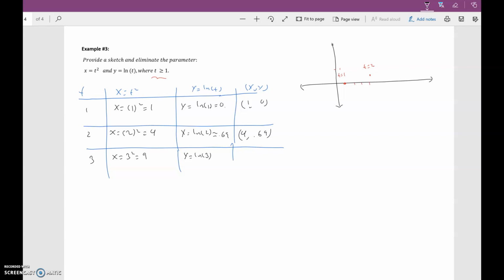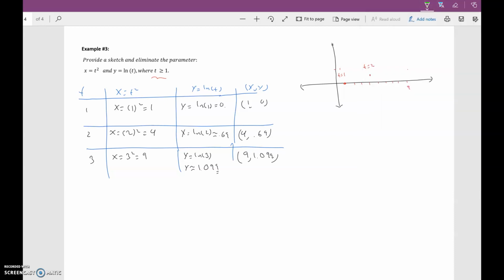So about 1.098. So y is approximately 1.099, rounding to 3 decimal places. So we're looking at 9, 1.099. So 1, 2, 3, 4, 5, 6, 7, 8, 9. And just above 1. So just about there.